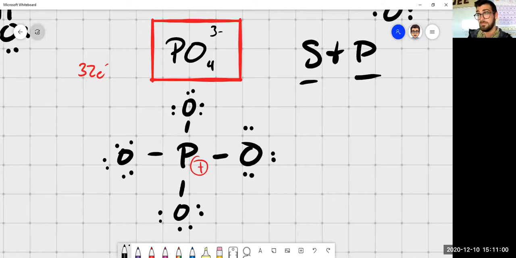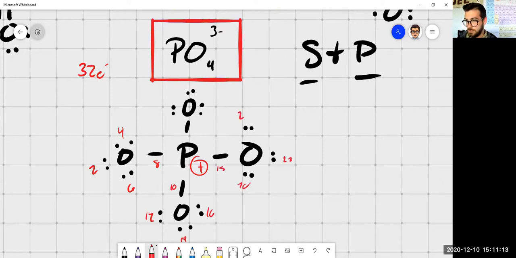But let's check and see if that works. So we'll break it down. I'm going to go to my red pen. 2, 4, 6, 8, 10, 12, 14, 16, 18, 20, 22, 24, 26, 28, 30, 32. Yes, that does totally work. And if you put this on a test, that would be a possible answer.